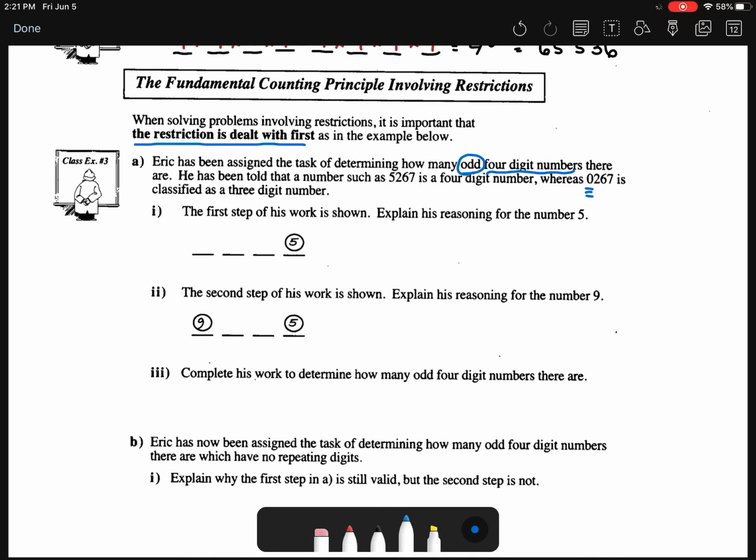So what you learn there is that your number cannot start with 0, okay? So there's kind of a restriction in itself that we need to adhere to when we do this final solution. Now it says the first step of his work is explain his reasoning for the number 5.